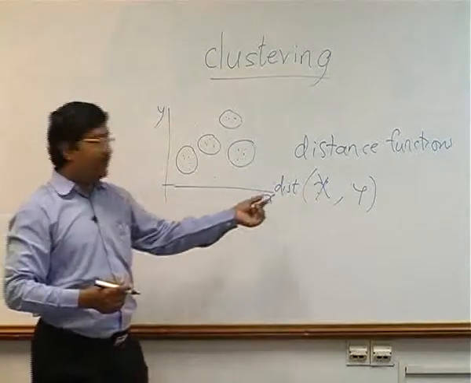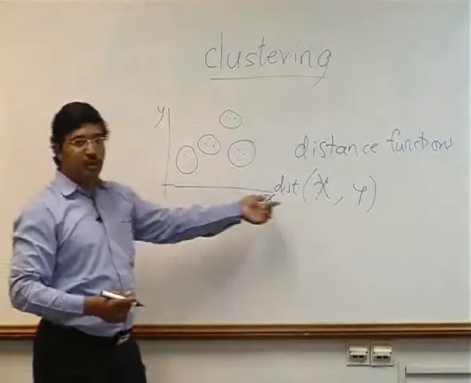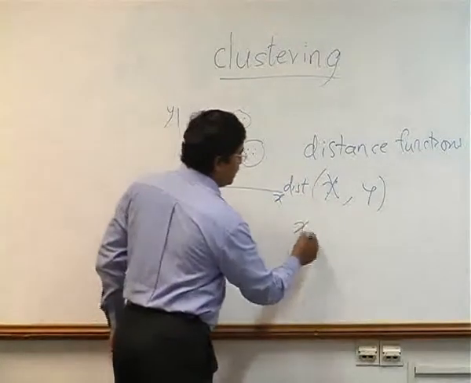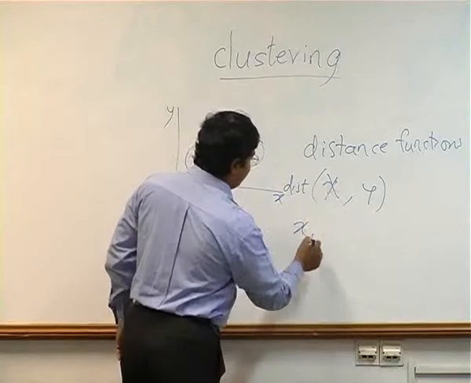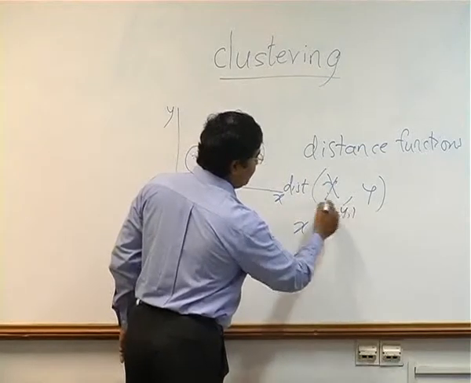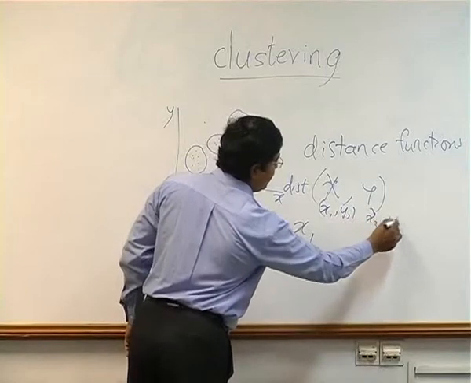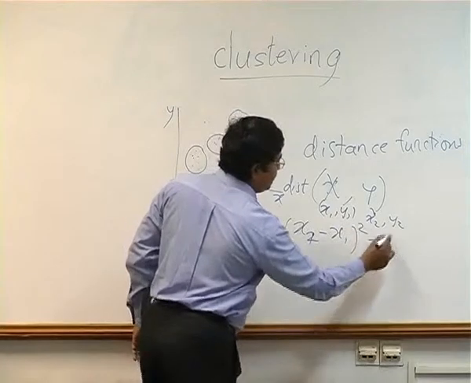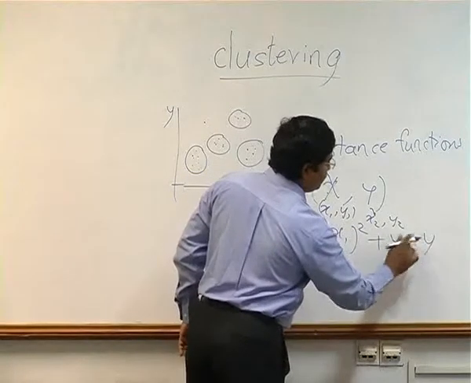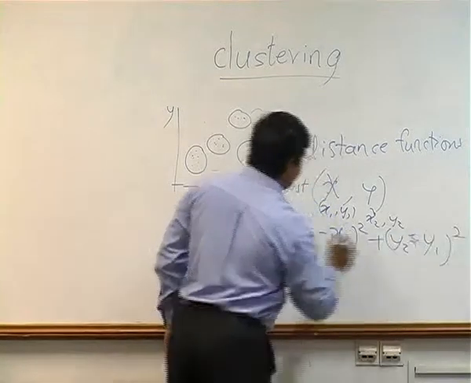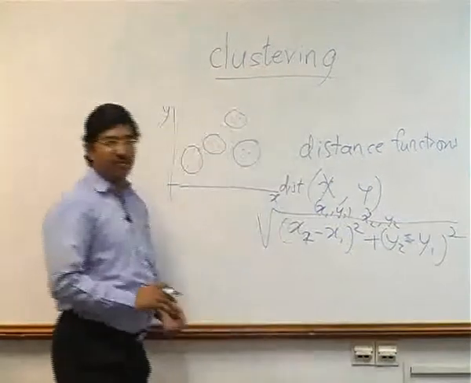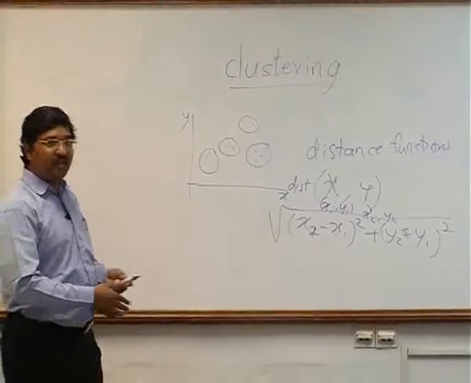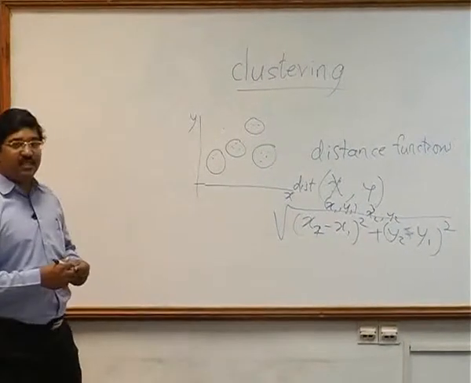Normally this function, if you have a Euclidean space, could be defined in terms of Euclidean distance. Suppose x is actually (x1, y1), and y is actually (x2, y2). Then the distance would be the square root of (x2 minus x1) squared plus (y2 minus y1) squared. This is the Euclidean distance, which is quite popular, and this is an example of a distance function. There are many other examples of distance functions which have been discovered.